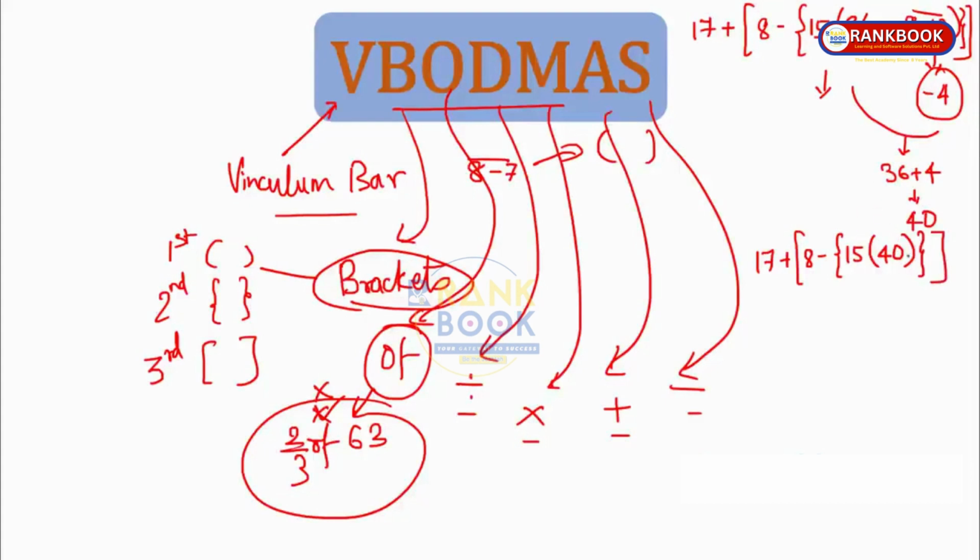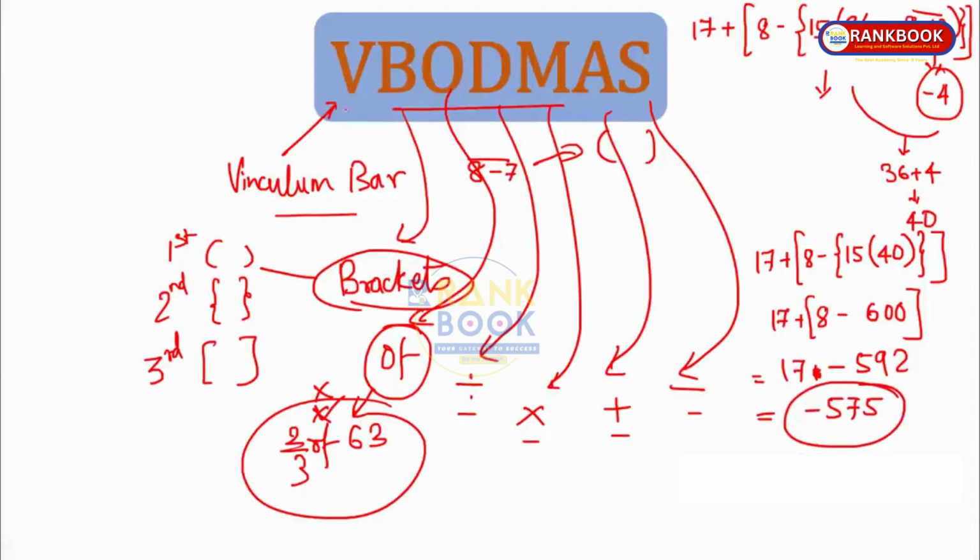First we need to solve the circular bracket. It has only 40. Then we solve the curly bracket, that is 15 into 40, which is 600. Then we solve the square bracket. Now you might say that addition comes before subtraction, but please remember this subtraction is within this bracket, so this bracket has to be solved first. So 8 minus 600 is minus 592. Minus into plus becomes minus, so we get minus 575 as the answer.